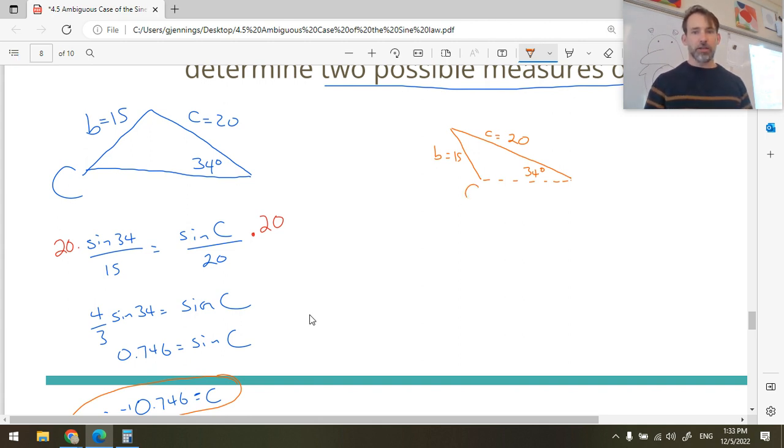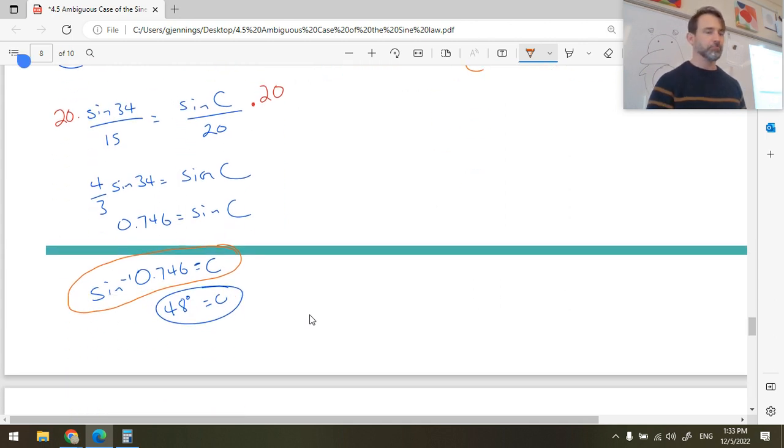Is it 133? This angle here, C, will be bigger. It's obtuse. It's bigger than 90 degrees. Is it 133? Oh, no, that can't work. So the way we would find that... This doesn't work here because you can't have it over 100.